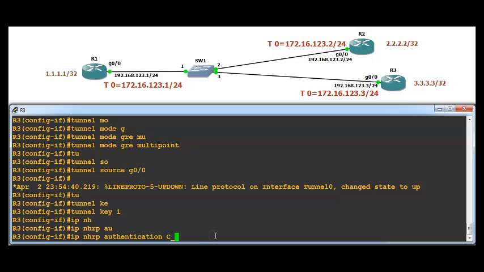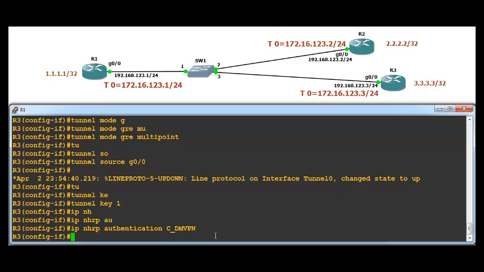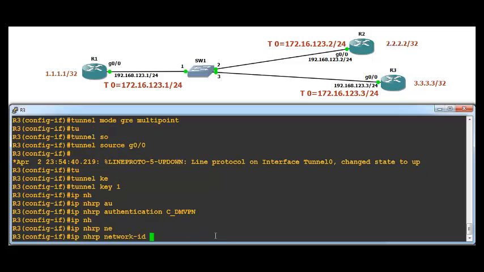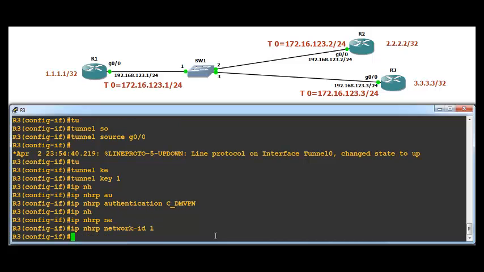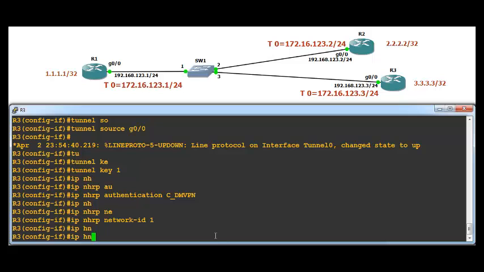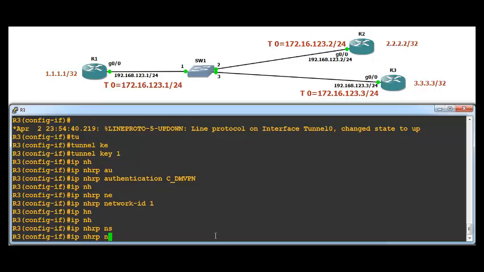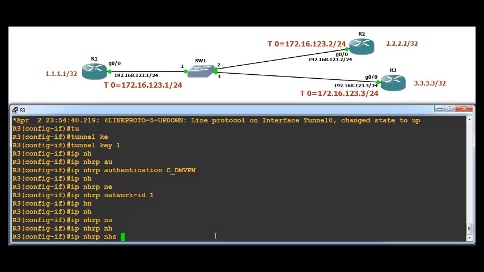So IP NHRP authentication, Cisco DMVPN. I think I gave Cisco DMVPN, right? So 1 out of 5 is already over. Next is IP NHRP network ID 1. You know this. So 2 out of 5 is over. Just 3 commands left. And you know what they are. You see, IP NHRP next hop self. What address do I need to give? The tunnel IP address.